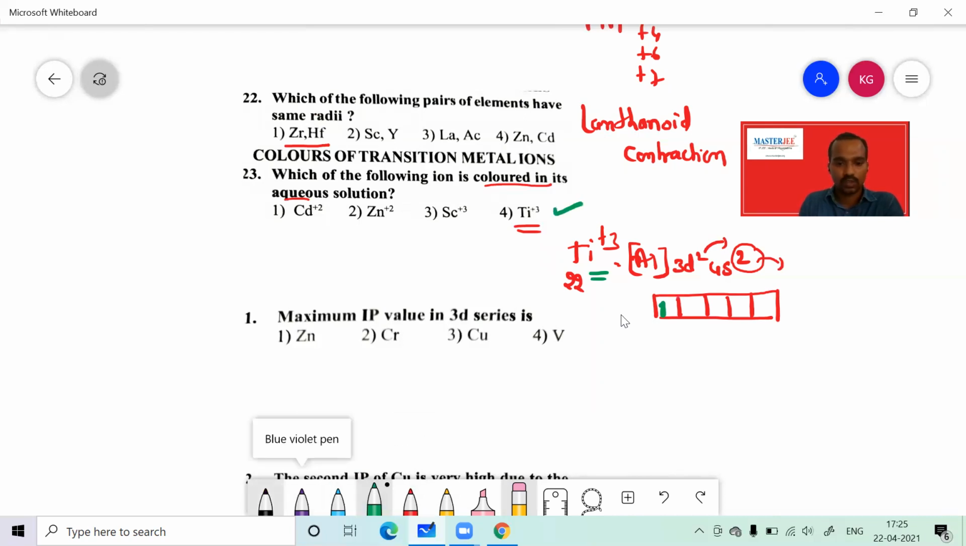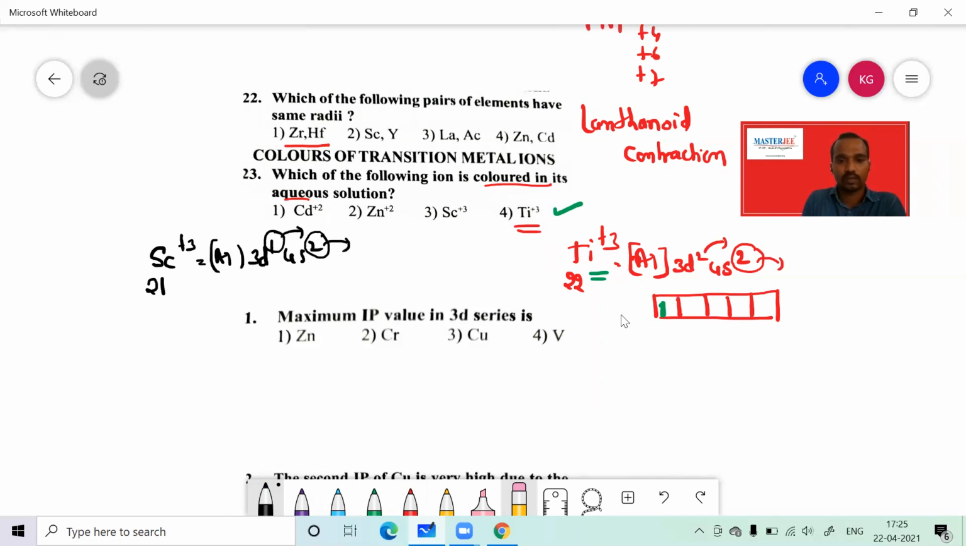But take scandium +3 as an example. Its atomic number is 21, argon 3d1 4s2. Losing two electrons from 4s and one from 3d leaves nothing, so there are no colored ions. Only if at least one unpaired electron is present will they exhibit colors.